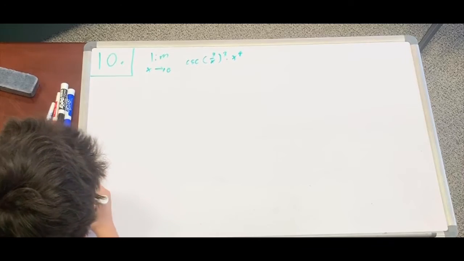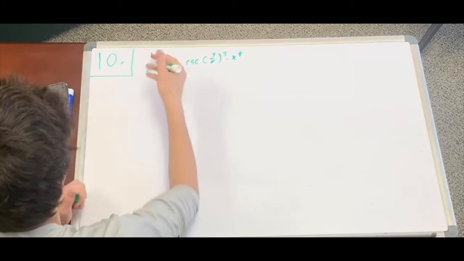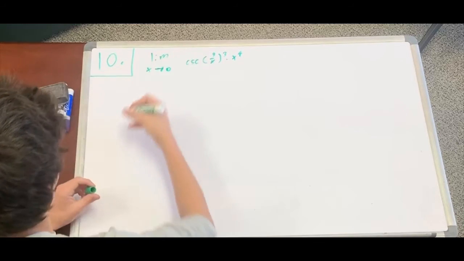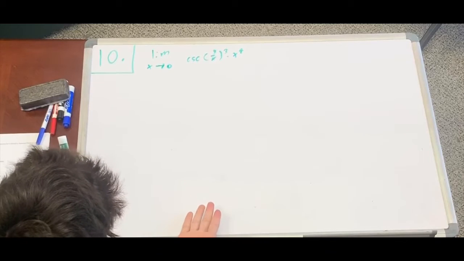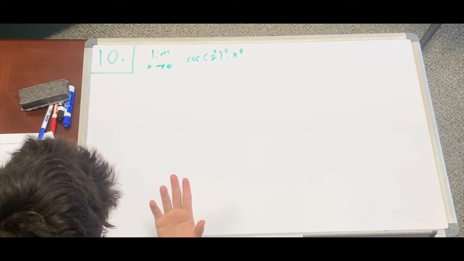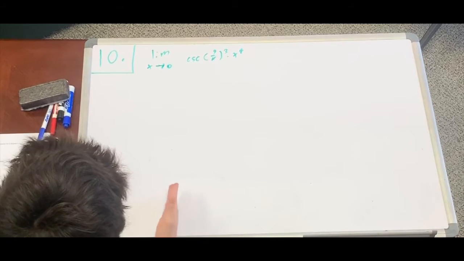Alright, so just looking at the problem, you can see that if we do direct substitution, it will be cosecant of 9 over 0, which is cosecant of an undefined term. And since it's a two-sided limit, we actually can't do any one-sided manipulation. So we don't really know what to do.